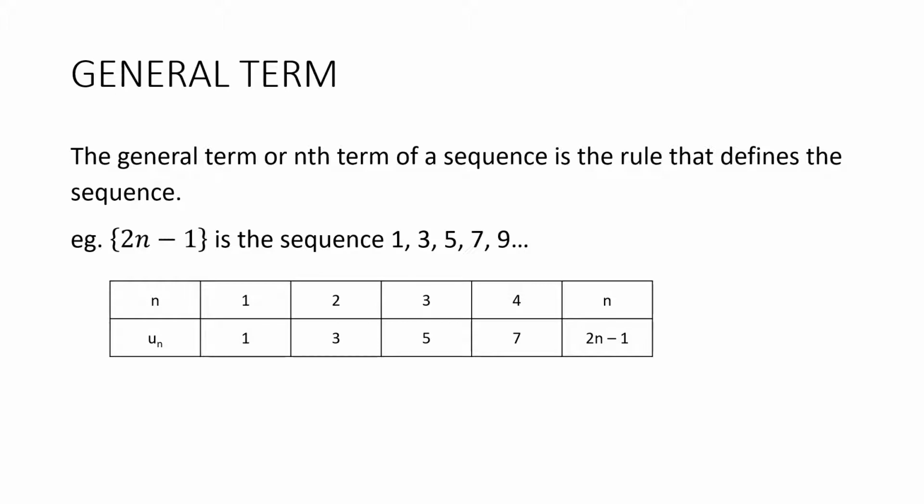You may have seen it written like this, where this is the first term, second, third, fourth, nth, and then this is the value of each of the terms. So the first term is 1, the second one is 3, the third one is 5, the fourth one is 7, and the nth term is 2n minus 1. And you did a lot of this in year 7 and 8 where you were given this table and had to figure out what the rule was.